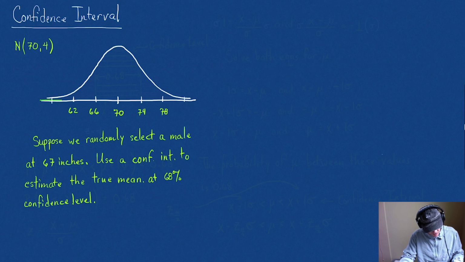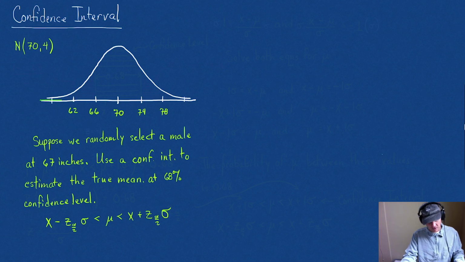Well, what we do is we use our formula again, and our formula, I'll write it again, is x minus. Now, because we're using a 68% confidence level, we already know that the z-score is going to be 1, times sigma, which is 4, less than mu, less than x plus 1 times sigma. I wanted to write the general formula first: x minus z alpha over 2 times sigma less than mu less than x plus z alpha over 2 times sigma.